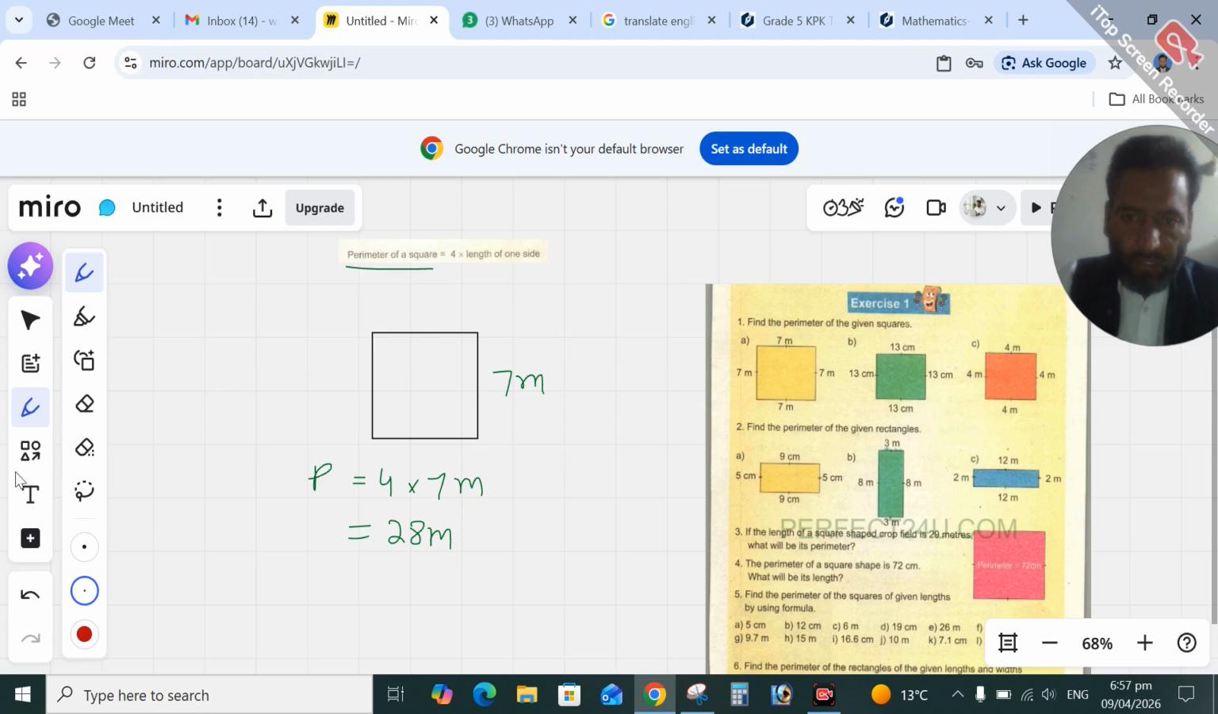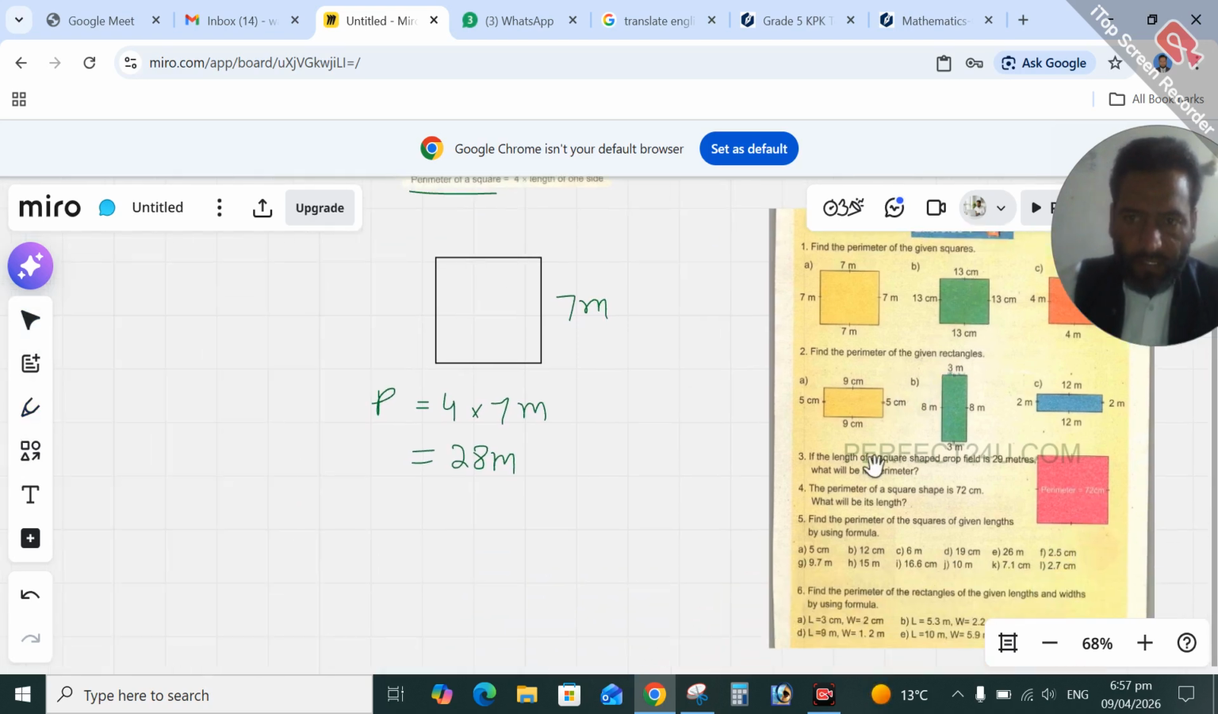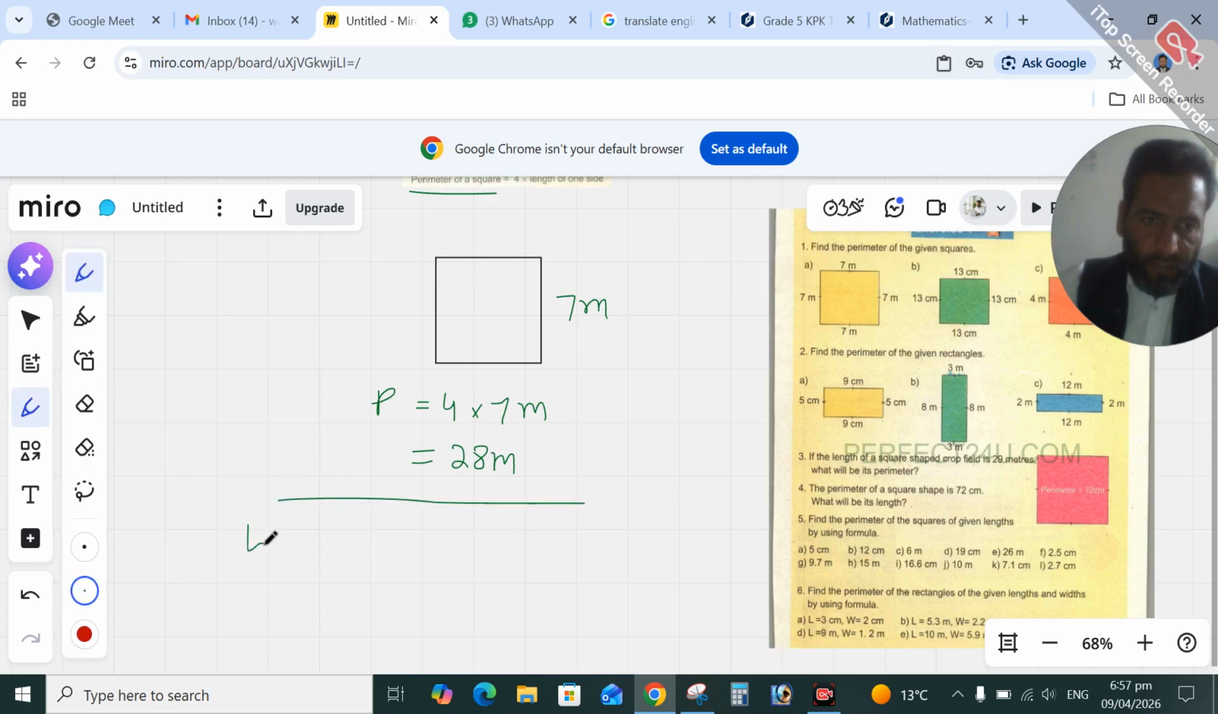Question number 2, one side of the square is 13 centimeter, so what would be the perimeter of the square? So this is equal to, perimeter is equal to 4 times the length of one side, that is 13 centimeter. So 13 times 4 equal to 52 centimeter is the required perimeter.